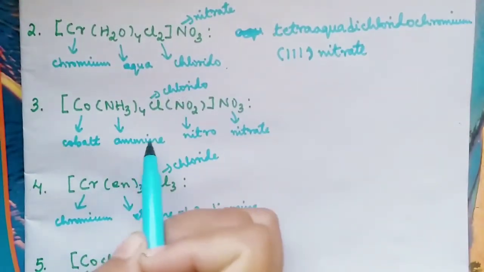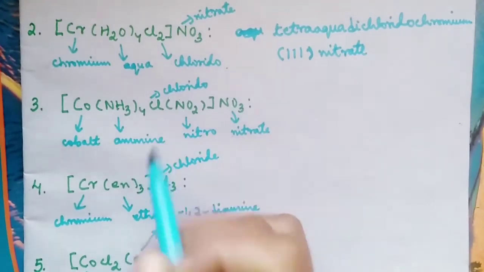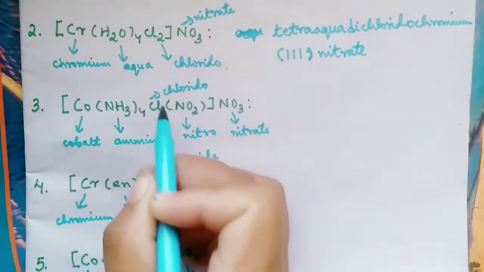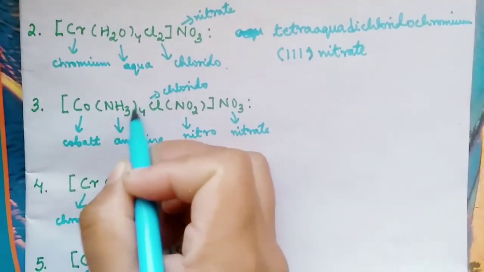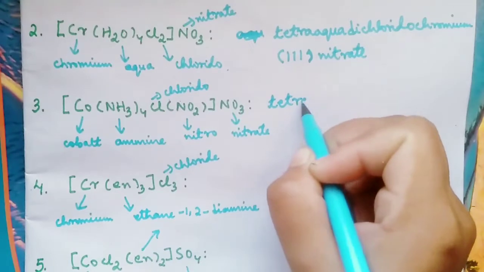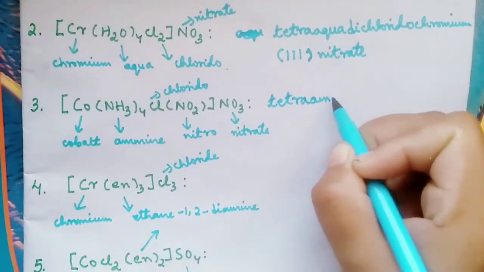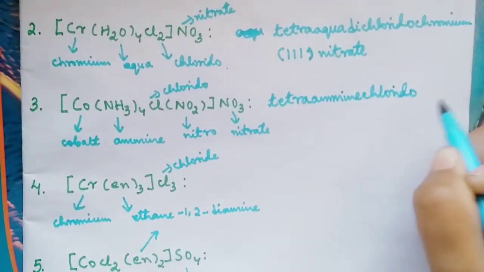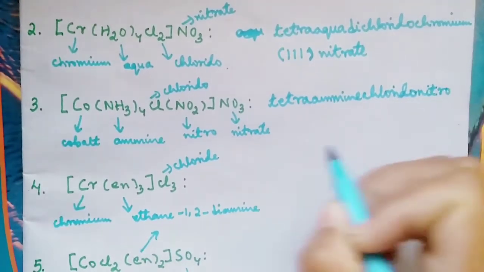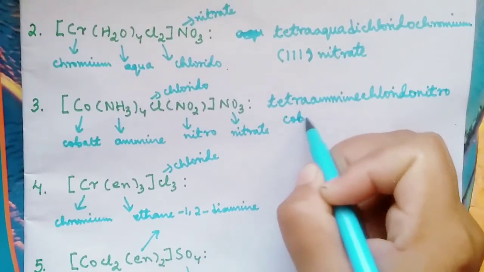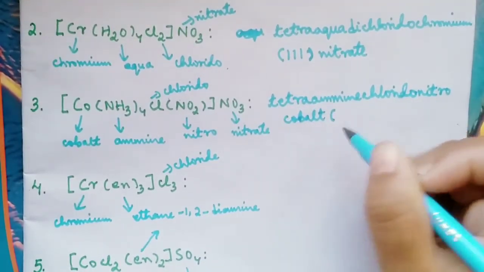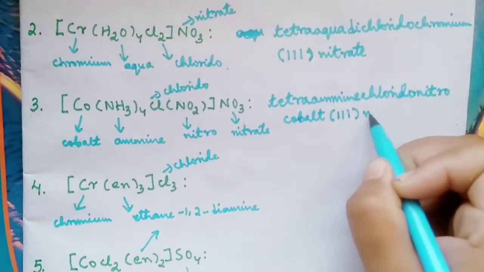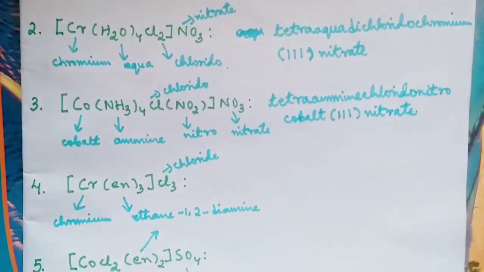So let's come to the third one. Here we have 3 ligands: amine, nitro, and chlorido. Okay, so use alphabetical order. A comes first, followed by C, followed by N. So here we have subscript 4. It is tetraamine, followed by chlorido, followed by nitro, and then followed by the central metal atom, cobalt. And then what is the oxidation state of this one? It is 3, if you calculate, and then followed by the counter ion, nitrate. So this is how we name.